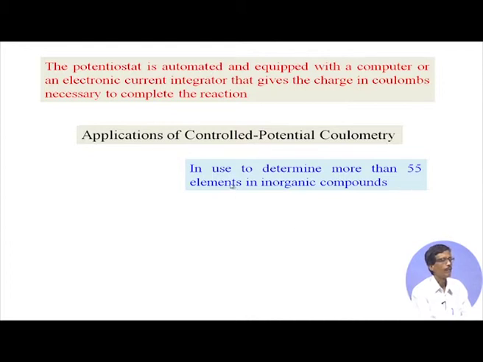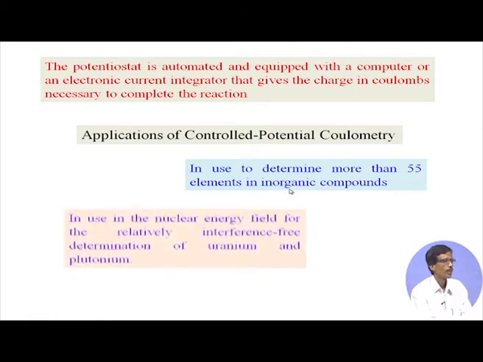And we can have a large number of elements in inorganic compounds, such as 55 elements. So, experimentally people have determined 55 elements in inorganic compounds. That means the species which are getting reduced or oxidized also, because the corresponding non-metallic anions can be oxidized, like your metallic cations, which can be reduced.